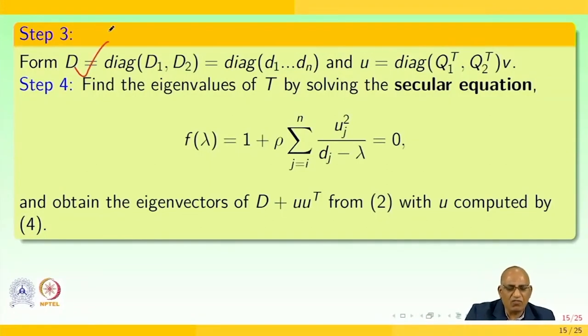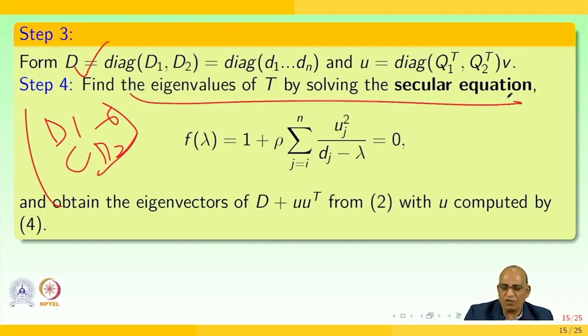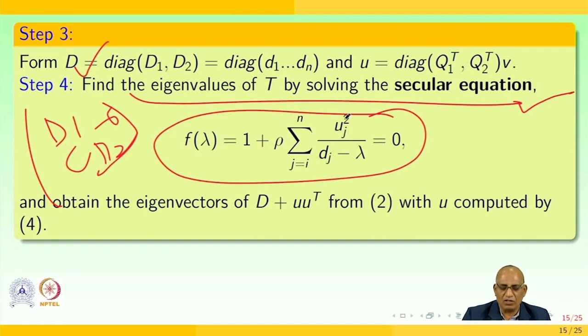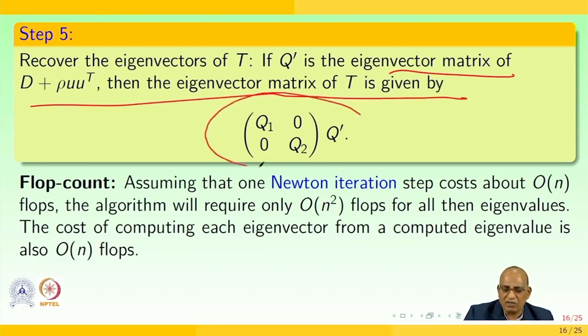In step 3, we form D, that is diagonal of D1, D2, and u is equal to diagonal of Q1 transpose, Q2 transpose times v. In step 4, we find the eigenvalues of T by solving the secular equation f(lambda) equal to 1 plus rho times the summation j equal to 1 to n of u_j squared upon (d_j minus lambda) equal to 0. And obtain the eigenvectors of D plus rho u u transpose from equation 2 with u computed in step 3. Then recover the eigenvectors of T: if lambda_1 prime is an eigenvector of matrix D plus rho u u transpose, then the eigenvectors of matrix T are given by diagonal of Q1, Q2 times u_1 prime.